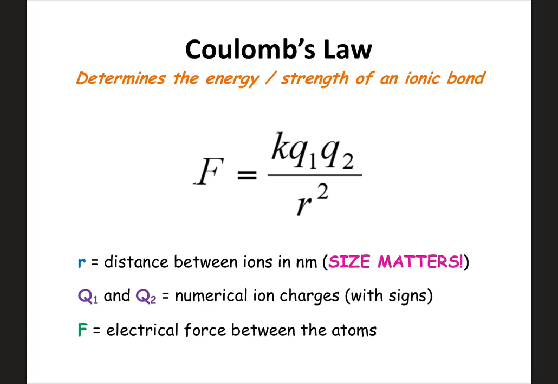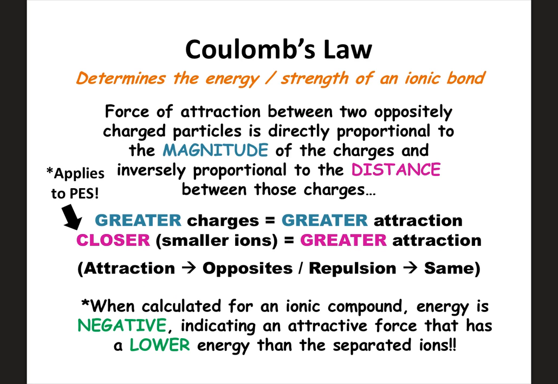And then Q are the charges. So the charges are also going to be important. So whether it's 1 plus, 2 plus, 2 minus, so that's going to be important as well. So we're going to use this law to determine the strength here of an ionic bond, and definitely a big AP level idea. What that equation tells us about the strength of an ionic bond is this, all right?